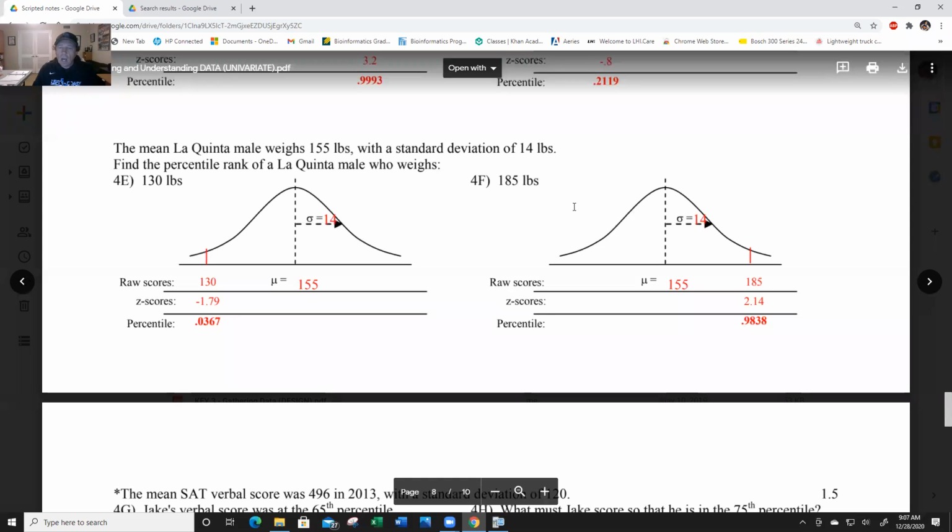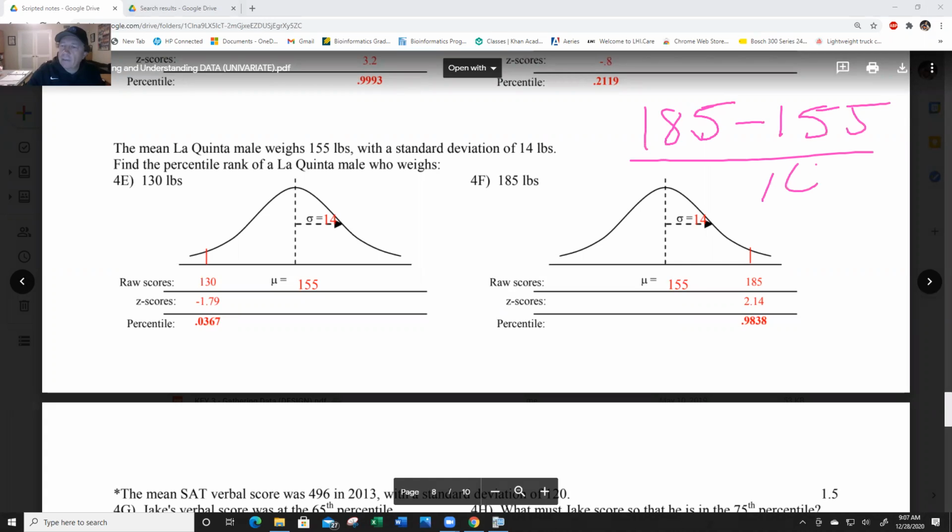All right, next one. 185-pound kid. That's a larger kid at our school, 185. So we're going to take 185 and we're going to subtract the mean, and we're going to divide it by the standard deviation. And you're going to get 2.14. Now, the area below that's pretty significant, okay? So here we go. 2.14. So I'm going to look that up on the calc and the sheet first.